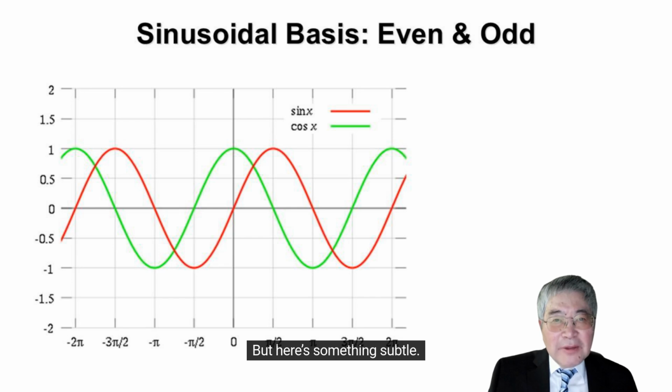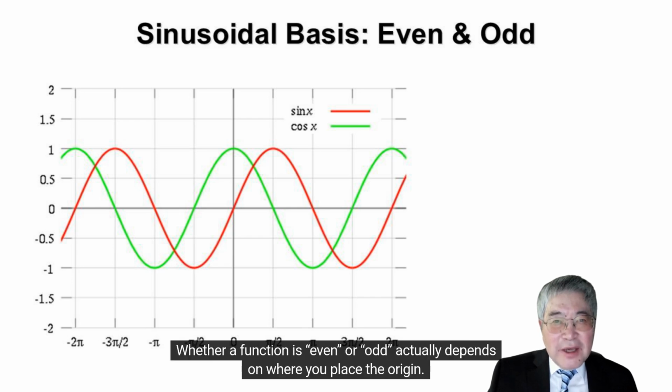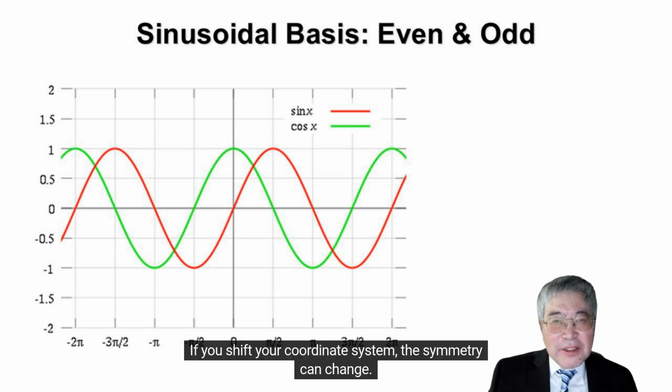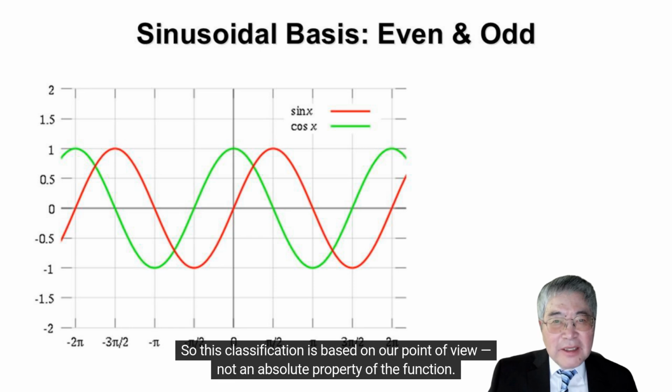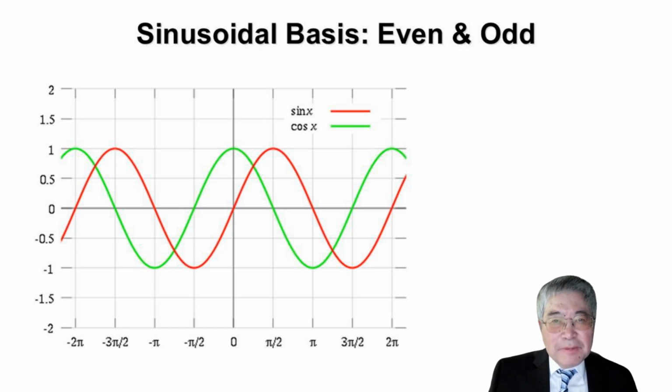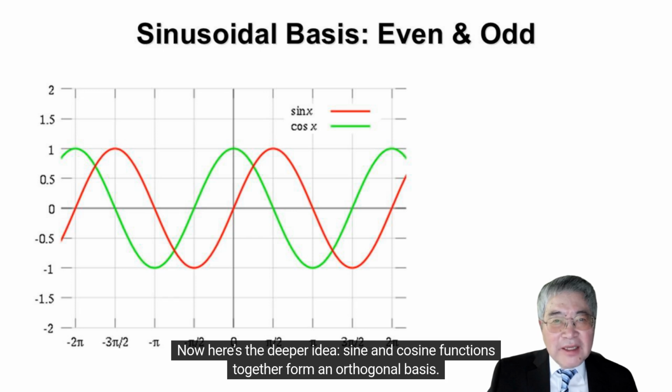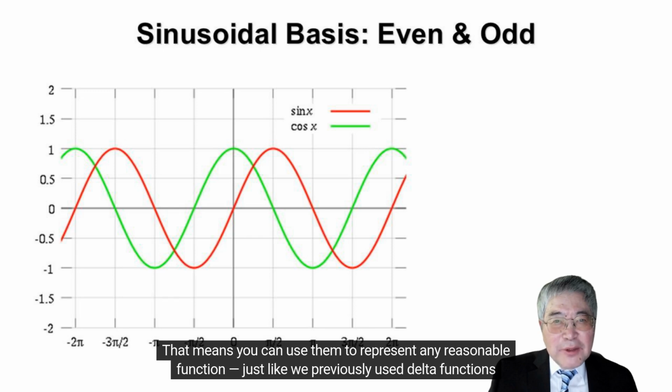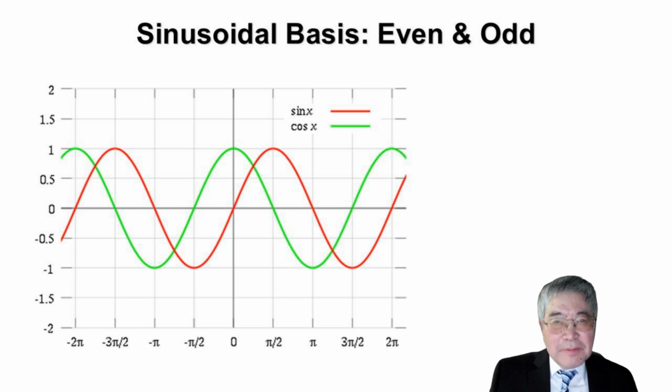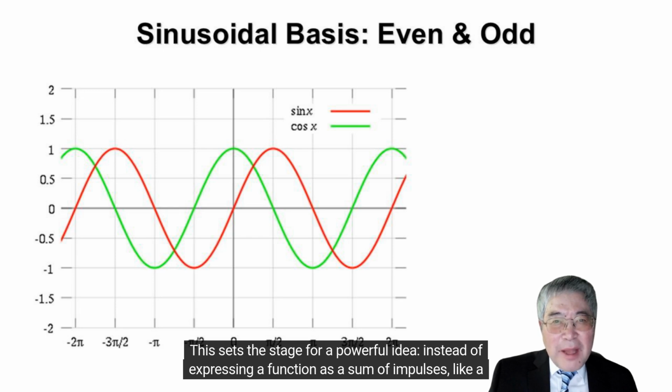But here's something subtle. Whether a function is even or odd actually depends on where you place the origin. If you shift your coordinate system, the symmetry can change. So this classification is based on our point of view, not an absolute property of the function. Now here's the deeper idea. Sine and cosine functions together form an orthogonal basis. That means you can use them to represent any reasonable function, just like we previously used delta functions or unit vectors. This sets the stage for a powerful idea.